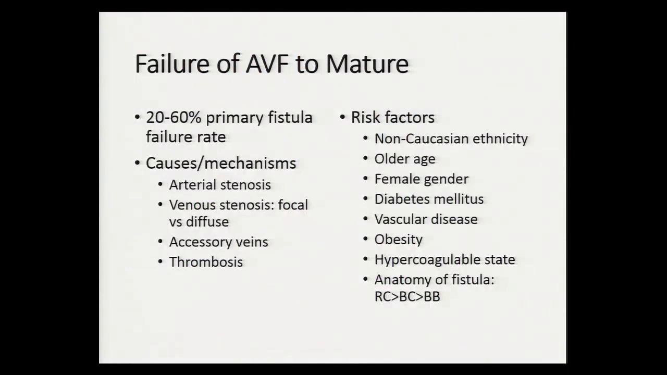It can be either focal stenosis or just diffuse failure of the vein to dilate. Accessory veins: sometimes the vein has a branch that drains the blood to the side, and it doesn't allow the pressure to build up in the main channel, and the vein does not enlarge. Thrombosis for various reasons. Risk factors for failure to mature would be non-Caucasian ethnicity, older age, female gender, diabetes, vascular disease, obesity, hypercoagulable state, and then anatomy. Radial cephalic fistulas are the worst.